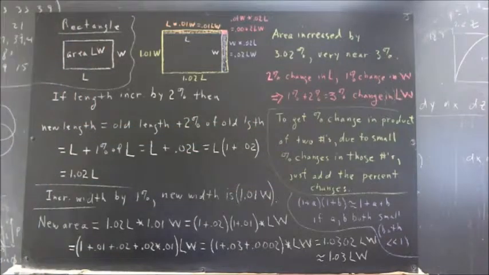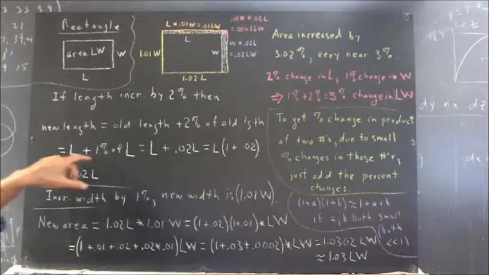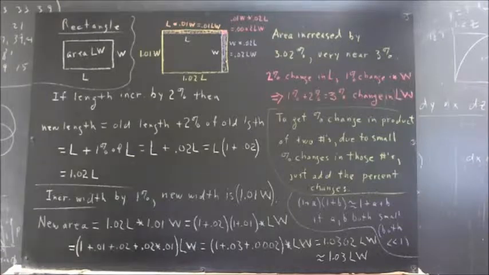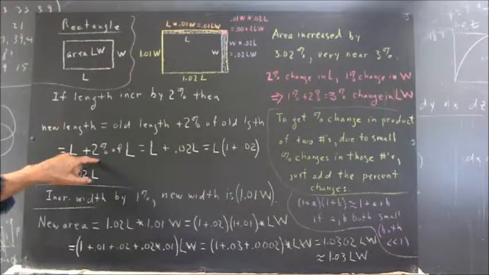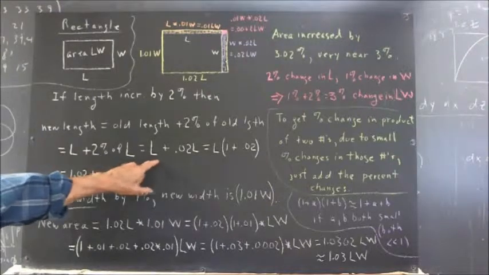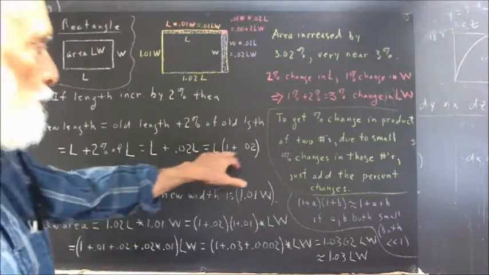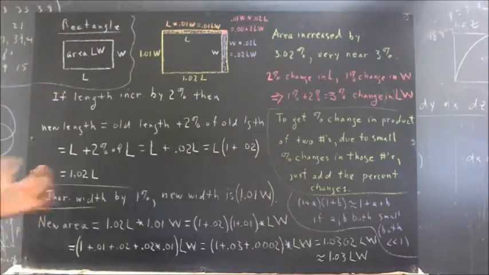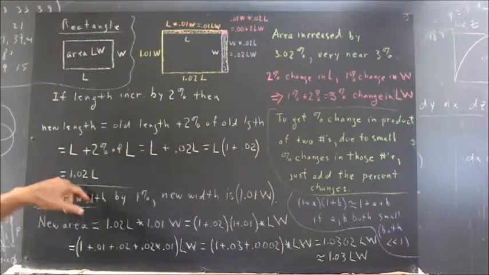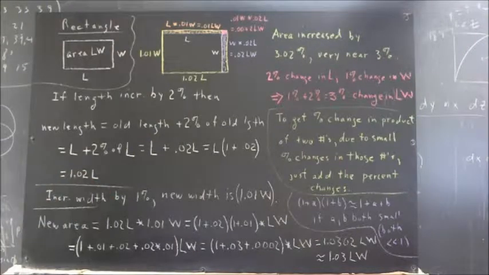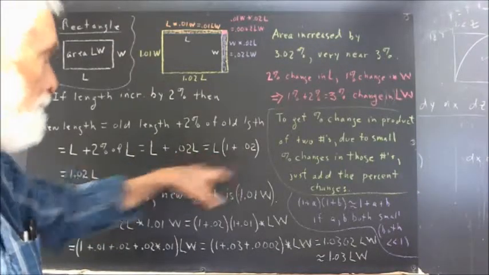old length. So length is length plus 2%. Let me fix that. Okay, now it reads length plus 2% of the length, which is the length plus 0.02 times the length, which is length times 1 plus 0.02, which of course can then be written as 1.02 L. This is a factoring here.